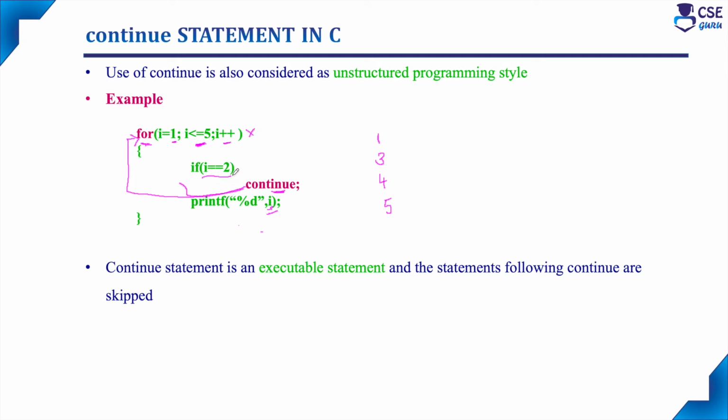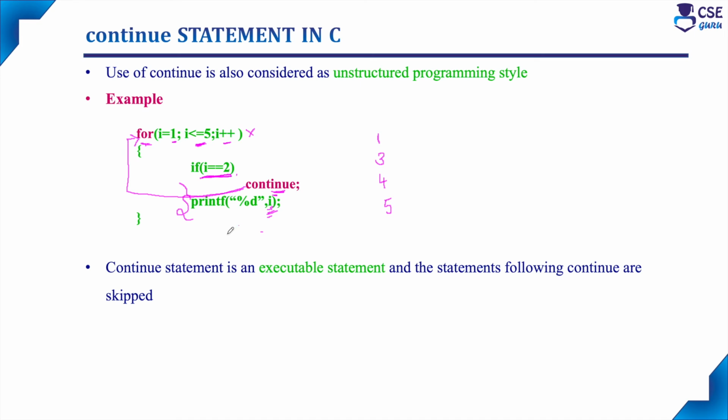Only when I value is equal to 2, it will continue. It won't execute the statements inside the loop after this continue, only for I value equal to 2. For the other values, that is I value equal to 1, 3, 4, 5 and so on, it will print on the output screen. It will allow this printf statement to print. Only for I value equal to 2 will it continue to the next iteration of the loop and skip the statements after this continue. So this is the purpose of the continue statement in C.